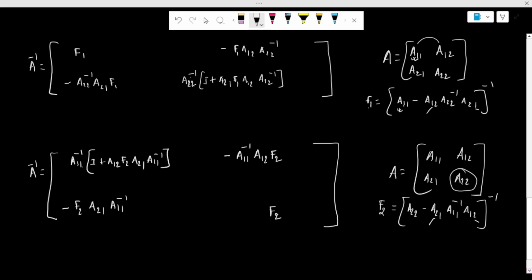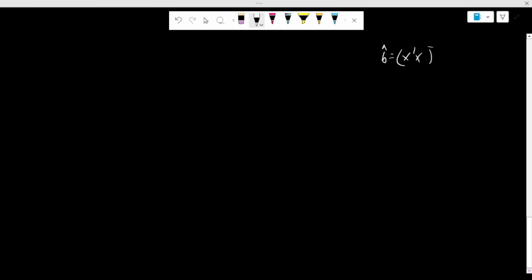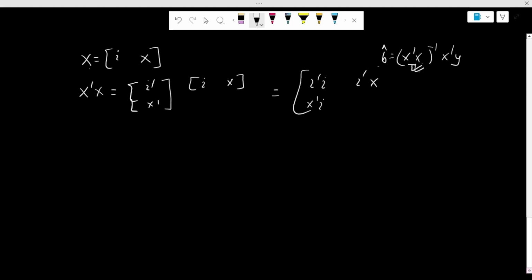It is this simple. We can calculate the inverse of a 2 into 2 partition matrix. So let us partition our X. The first column contains the column of ones, then after all other independent variables is X, and let us calculate the inverse of X transpose X because it is useful while calculating beta. So this is equal to I transpose I, this is equal to n, I transpose X is summation X, and X transpose I is also summation X, and this is X transpose X.